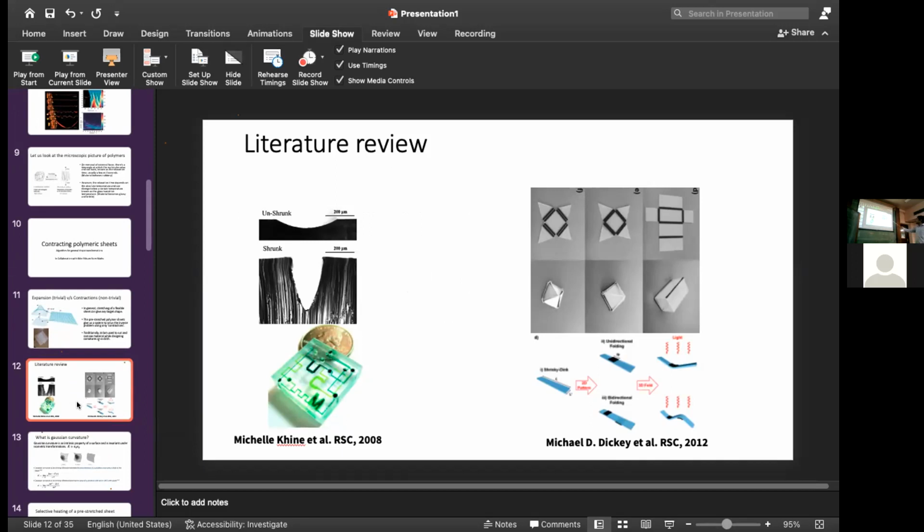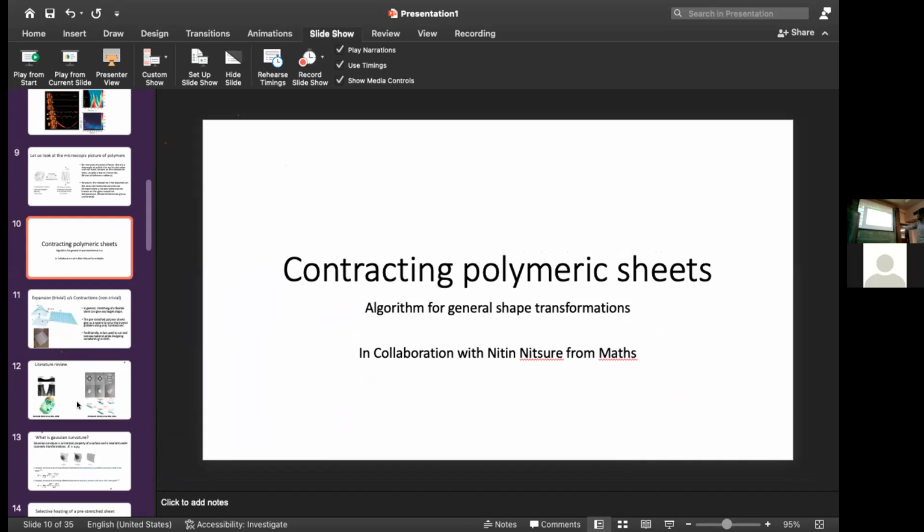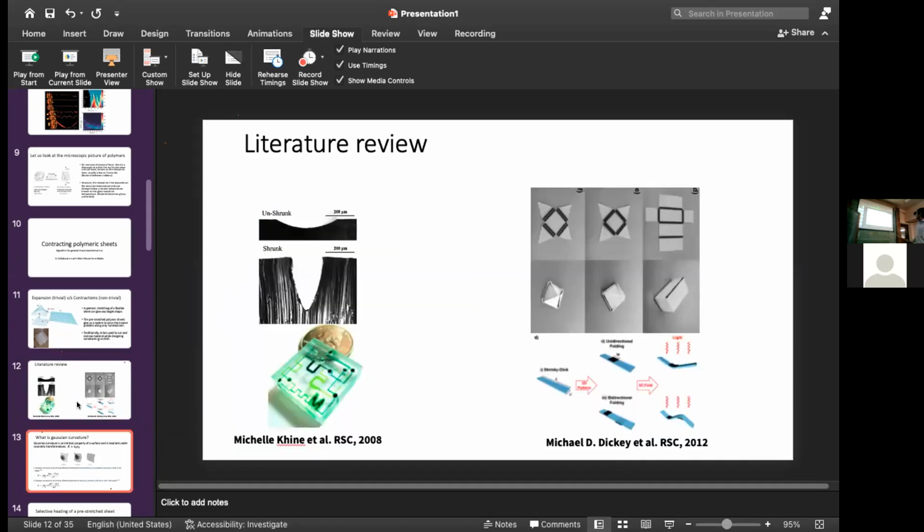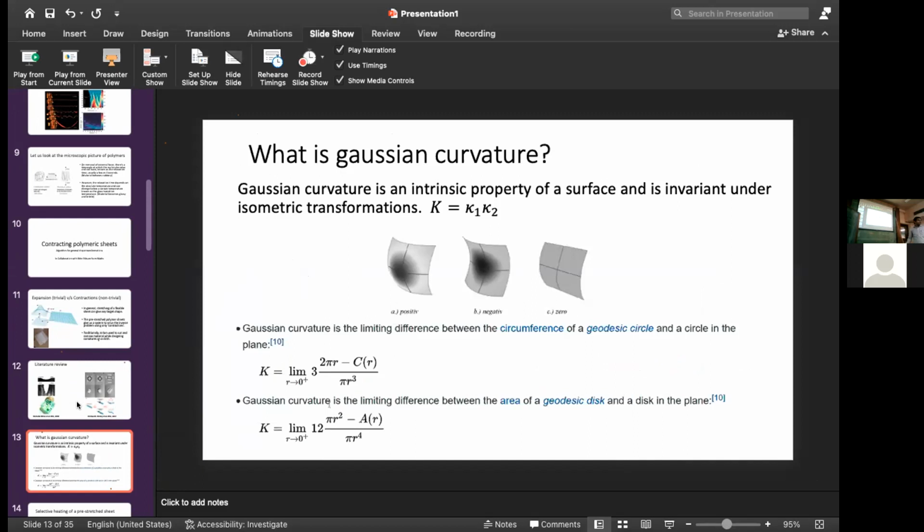This is basic origami, but we collaborated for this project with Professor Nitin Nitsure from Maths, and he gave an idea that we can actually change the Gaussian curvature of a sheet by contracting it on certain regions. In general, if you have a plain sheet of paper, then whether you bend it or do whatever, you cannot change the Gaussian curvature of this system. Let me define what Gaussian curvature is also.